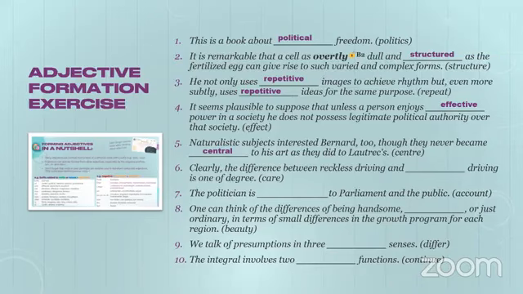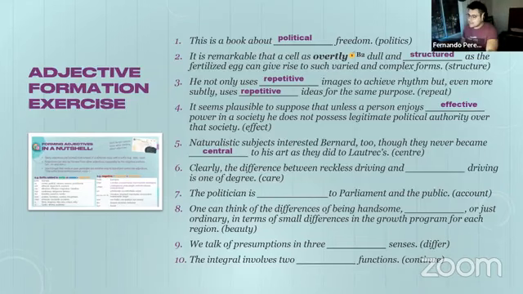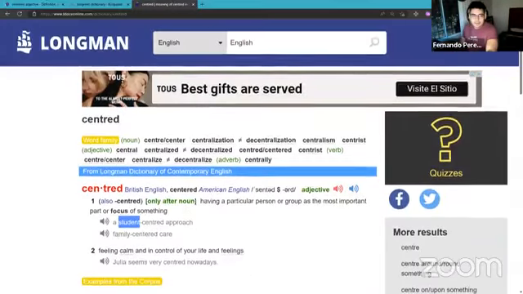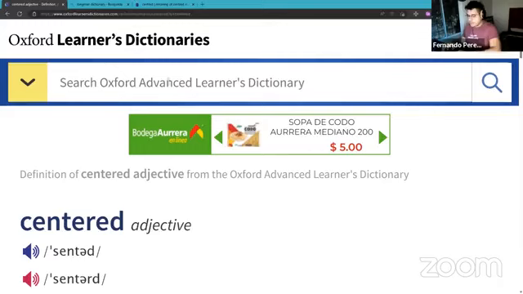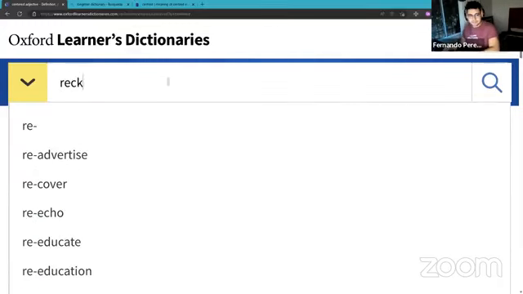Clearly, the difference between reckless driving and careless driving is one of degree. Okay, let's talk about the pronunciation and definition of this word.